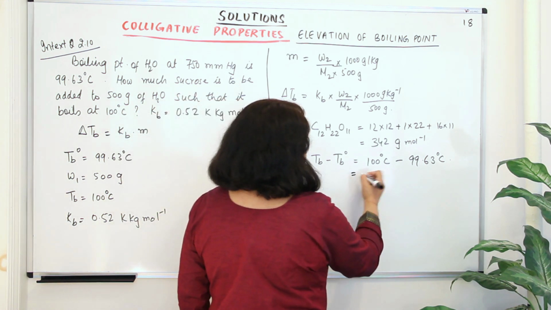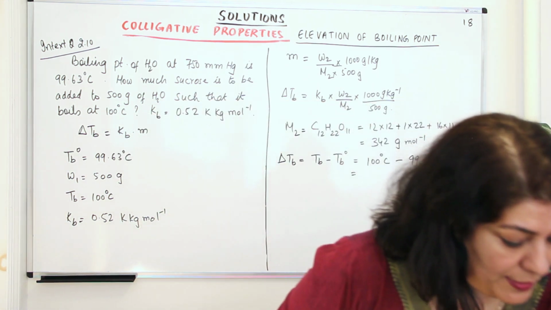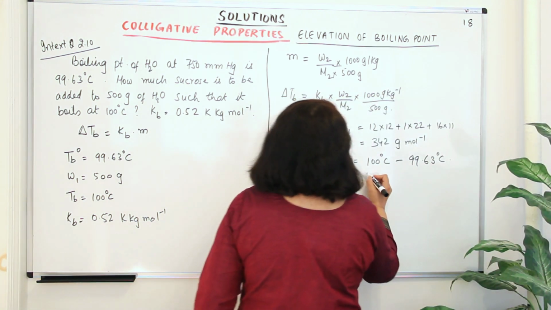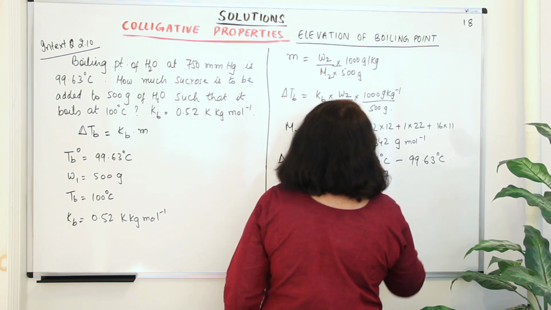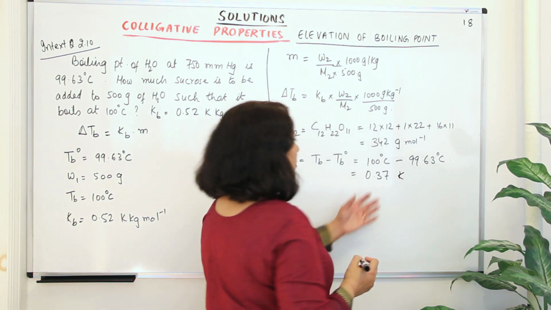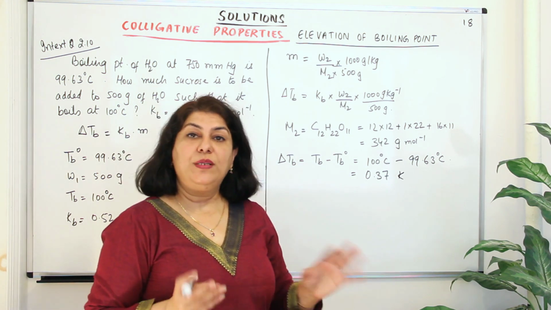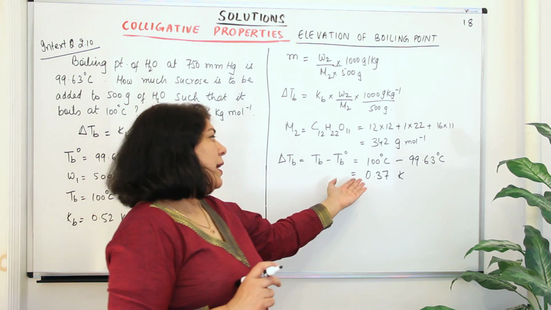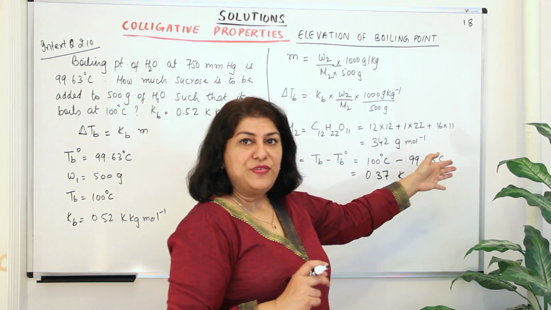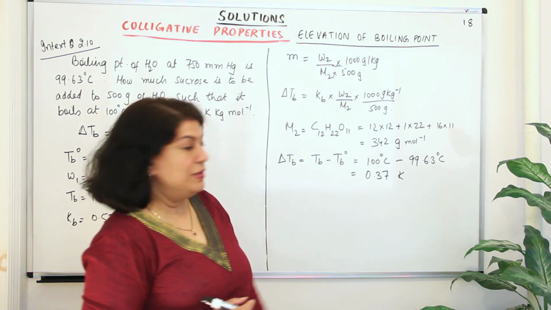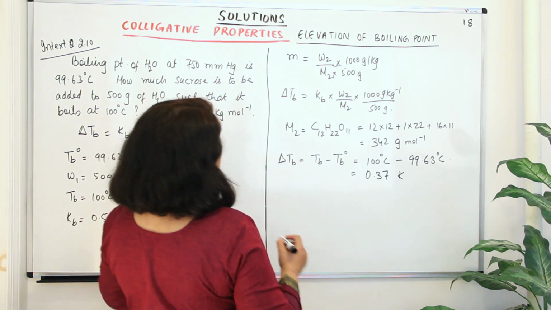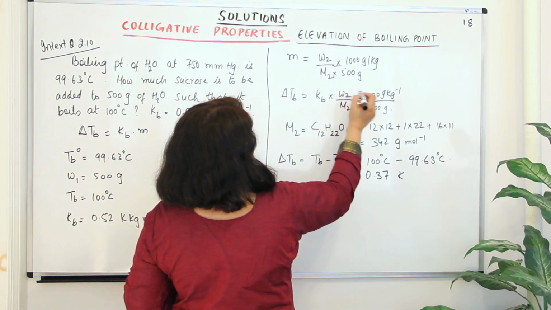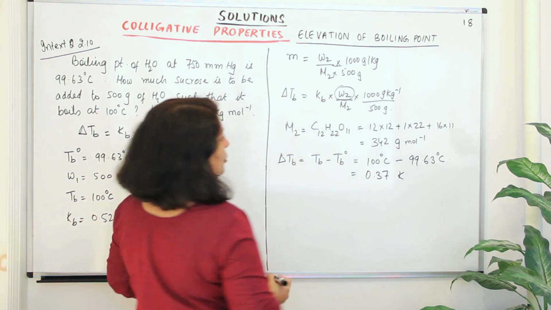So when you do this, delta TB comes out to be 0.37. Now you could call it Kelvin. Why? Because whether it is Celsius or Kelvin, the difference is the same, but in numerical problems we use Kelvin as the temperature. So either you convert to Kelvin and then find the difference, or just find the difference and put Kelvin in place of it. So now we have the value of delta TB, and what are we expected to find out? How much sucrose. We are expected to find out W2, which is not known to us.